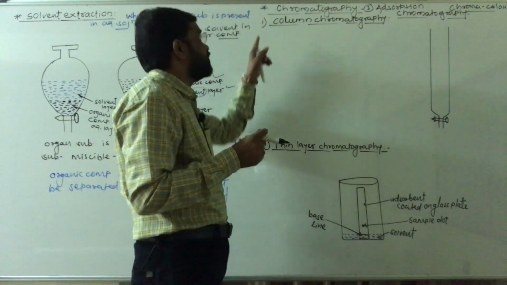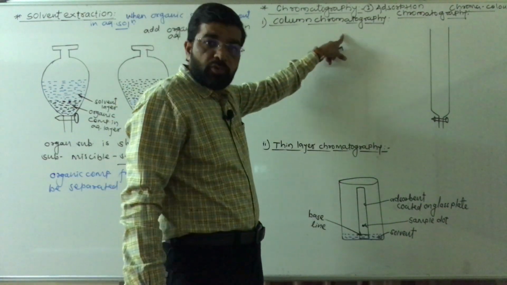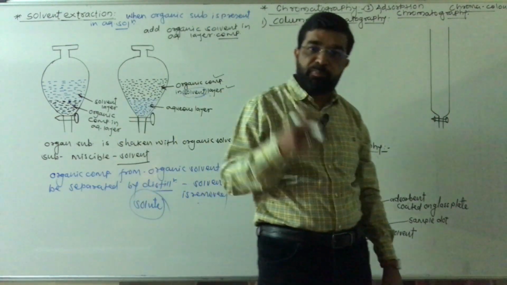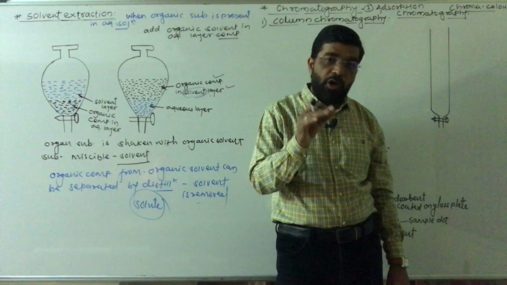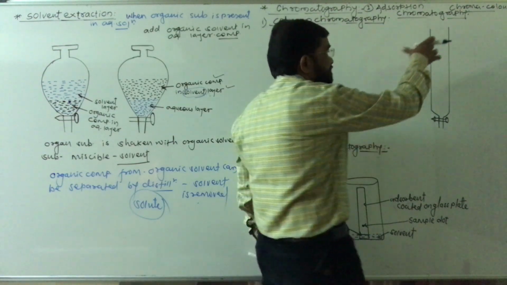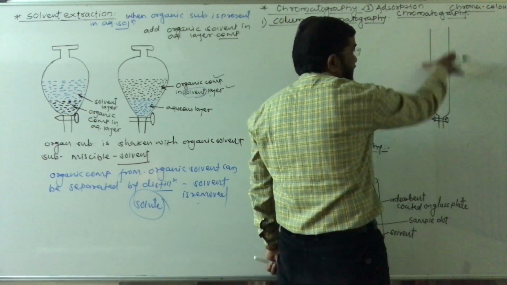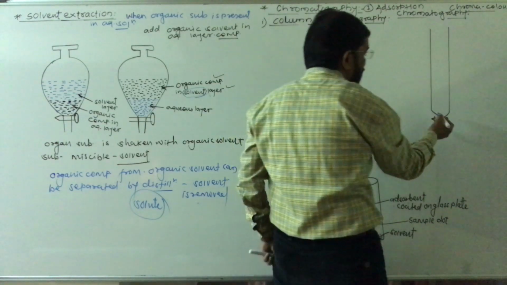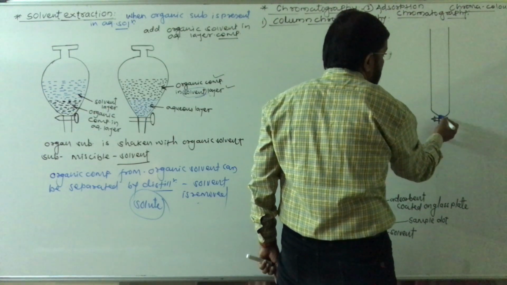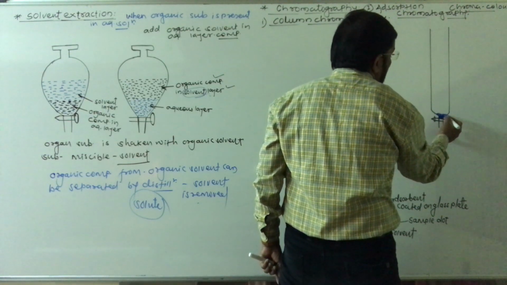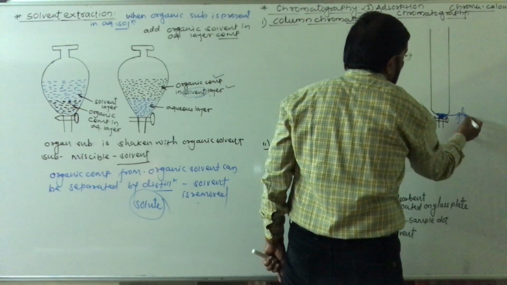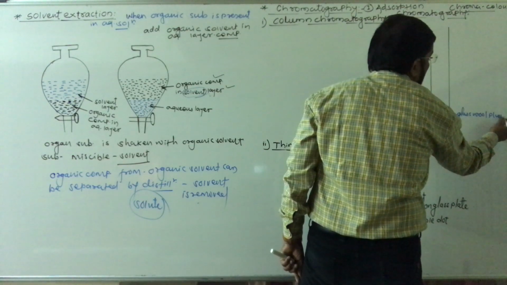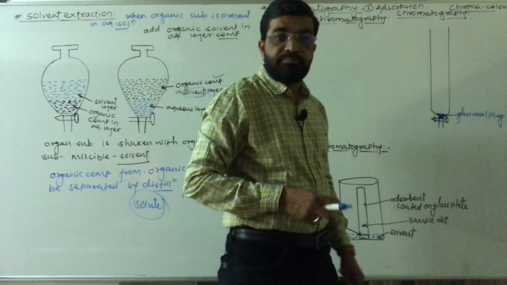Here you see, first of all we have to study column chromatography. In this column chromatography, first of all we have to construct a column. How is the column constructed? Here you see. This is a long elongated glass tube, right? At the bottom of this long elongated glass tube there is a glass wool plug, which is the plug at the bottom.